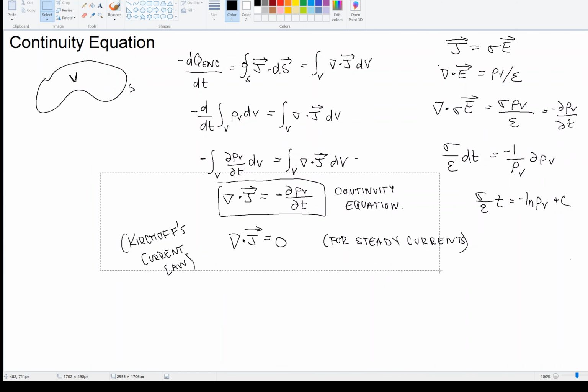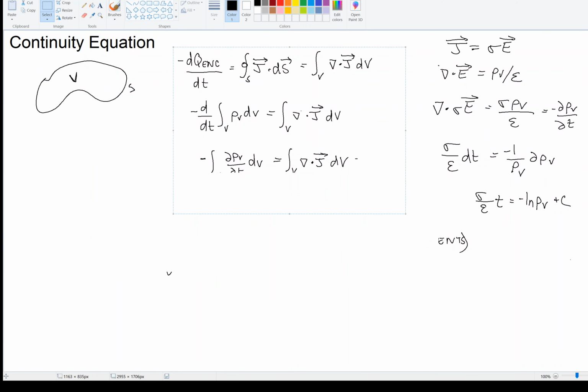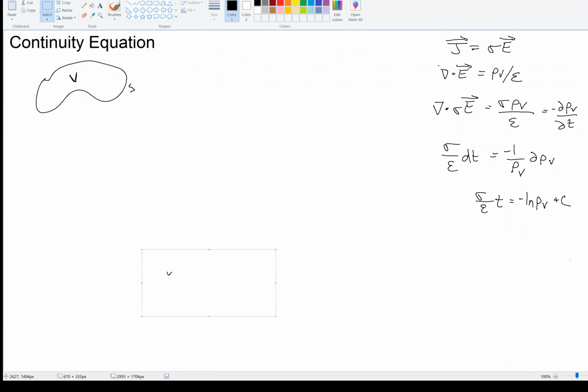I'm going to erase this. Okay, and then I'm going to express that constant of integration like this, e to the c, because e to a constant is just another constant. And I'm going to rearrange it just a little bit, solving for the volume charge density. And we can call this e to the c a different constant.